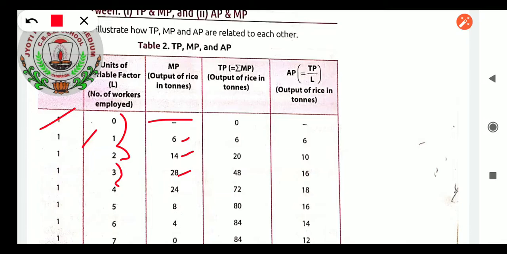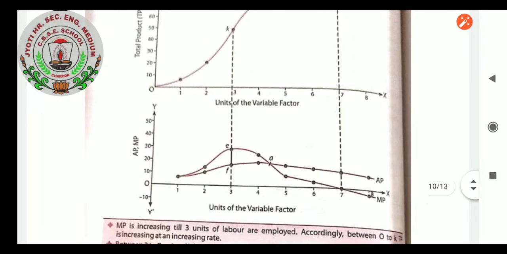Now here you have to calculate TP. The TP formula is the sum of MP. First it will be 0, 0 plus 6 is 6, 6 plus 14 is 20, 20 plus 28 is 48, 48 plus 24 is 72. Likewise, TP will come. If TP comes, you can take the AP. AP equals TP upon labor. If you calculate, you will get the data. So, this is the general calculation, students.